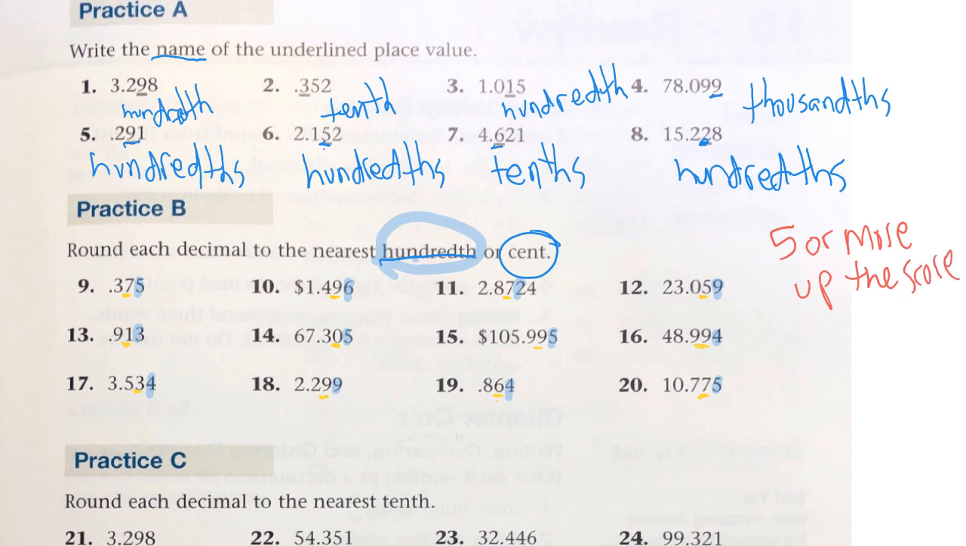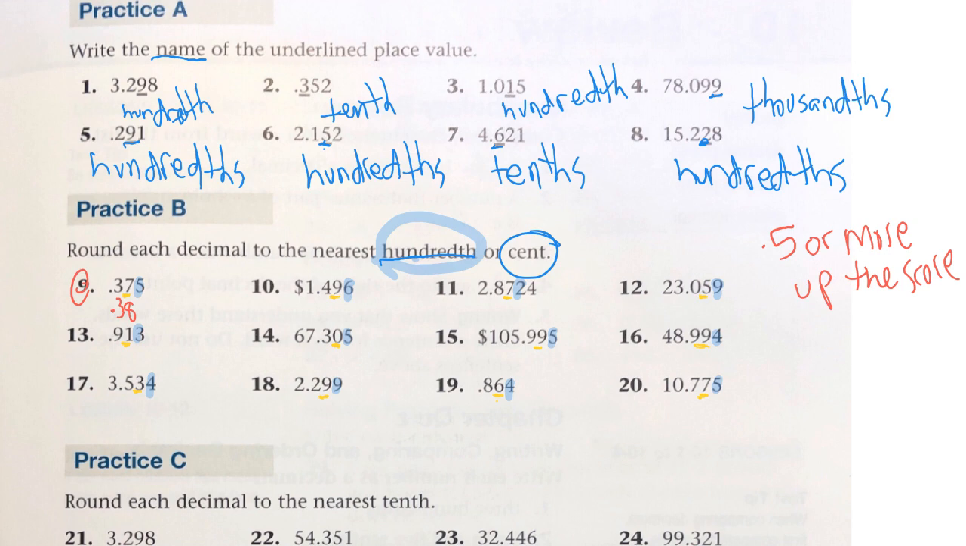So, for number 9, 375 thousandths. 5 is 5, so up the score. So one more for 7. Remember, you're only upping the score by 1. So now it is 0.38, or 38 hundredths.